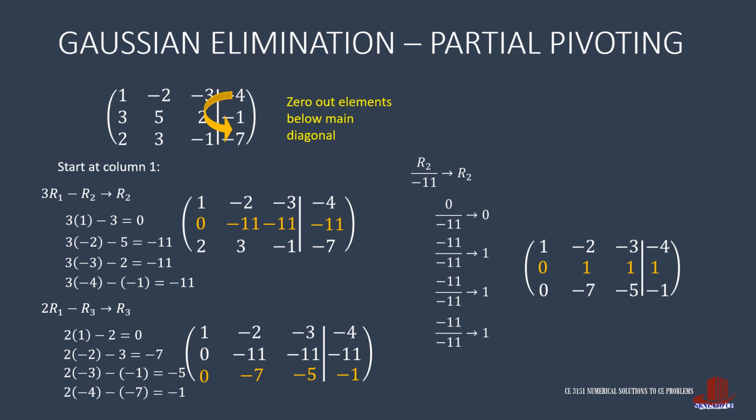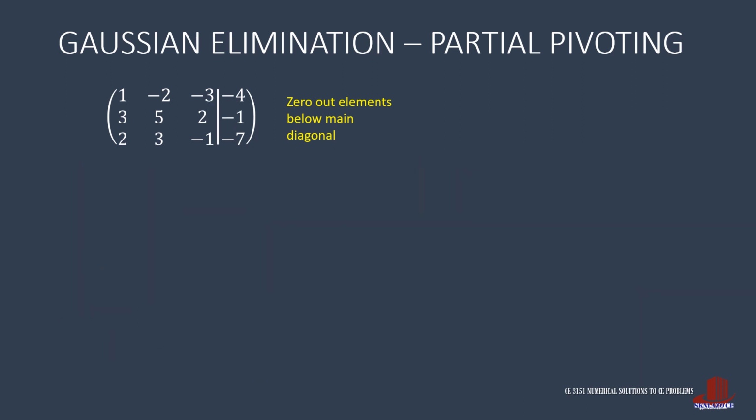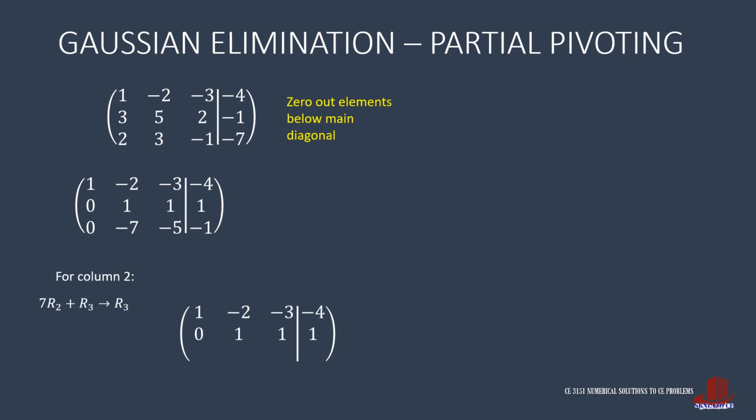Now that all other elements in column 1 are zeroed out, we now focus on the second column. This time, we will use the second row as the pivot row, and 1 is the new pivot element. So with that transformed matrix, we aim to zero out element 3, 2, which is now valued as negative 7. Zero this out with the operation 7 times row 2 plus row 3 as the new row 3.